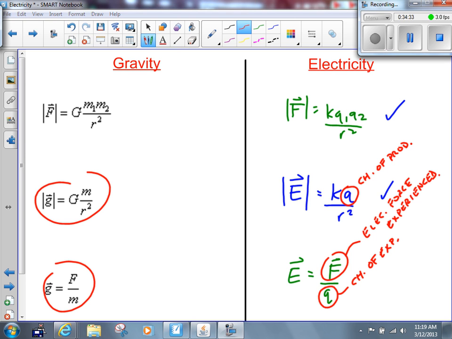If you can do these things in Physics 20 with gravity, then you can do these things in Physics 30 with electricity. It's the same thing, except that we're dealing with charges instead of masses.